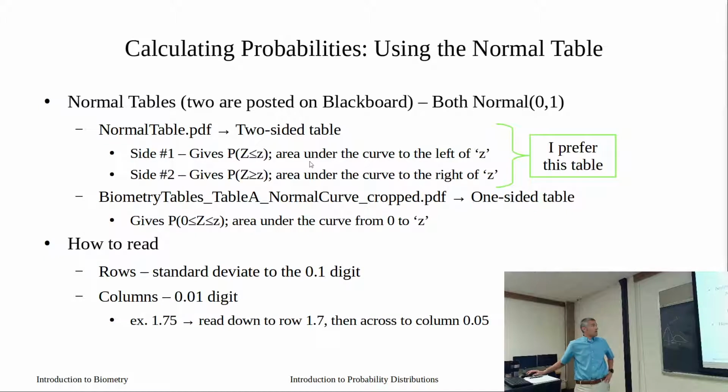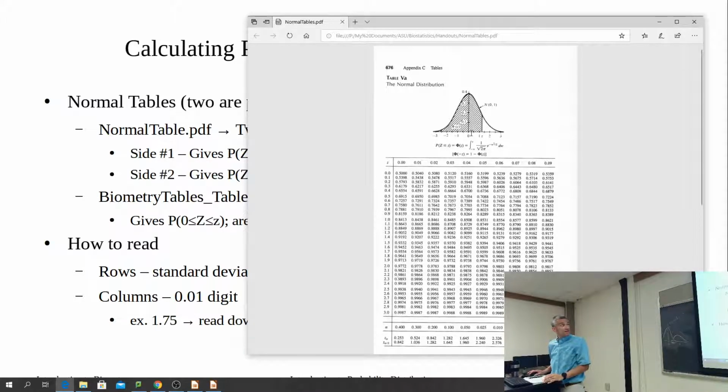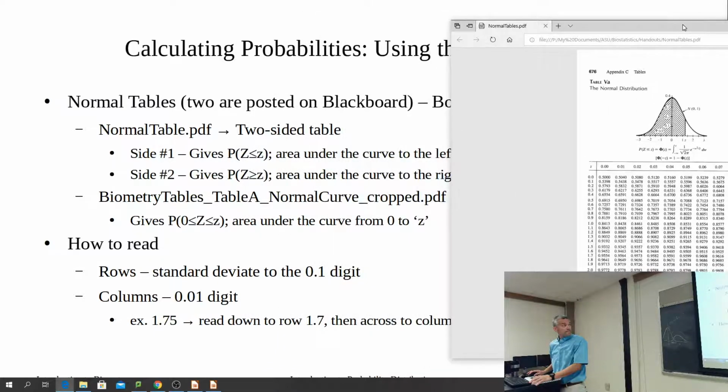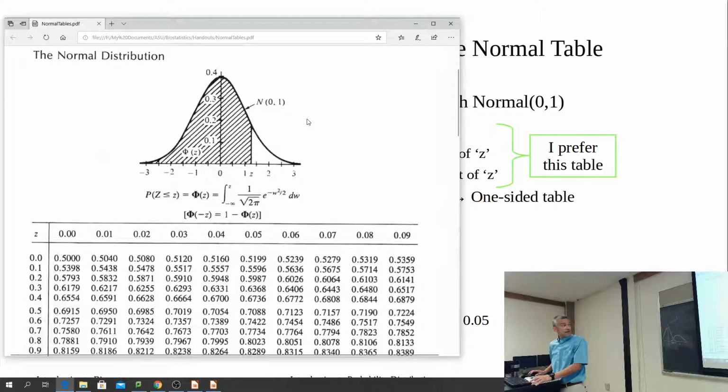All right, so our options are to use these normal tables. We've got two normal tables to choose from, and I have them both posted. Let me open up one. This is it. There it is. All right, so here is one. This is my normal table PDF. This table gives the area to the left of our point, and it only gives us the positives. So it's only listed in the positive.